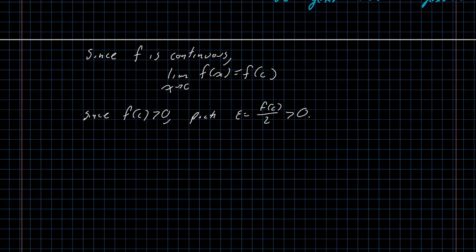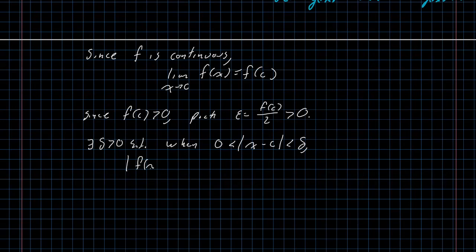Right? By definition of the limit, it must be that there exists some delta greater than 0 such that when 0 is less than the absolute value of x minus c is less than delta, it is the case that the absolute value of f of x minus f of c is less than epsilon, which is f of c over 2.